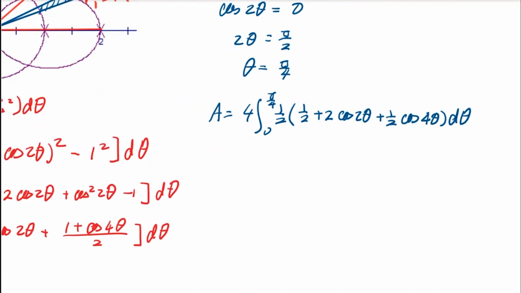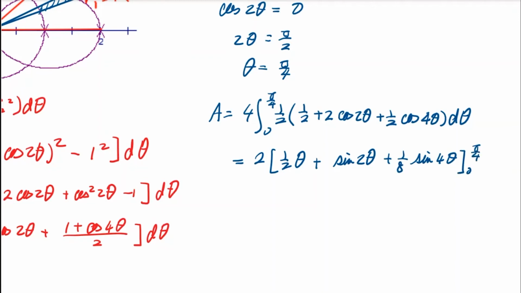Okay then. These two cancel and give you 2, and so we have 1/2 theta plus, this becomes sine 2 theta, and the chain rule cancels that 2. Say yes. And then this becomes sine 4 theta, with the chain rule, so we have 1/8. Like that. You with me?